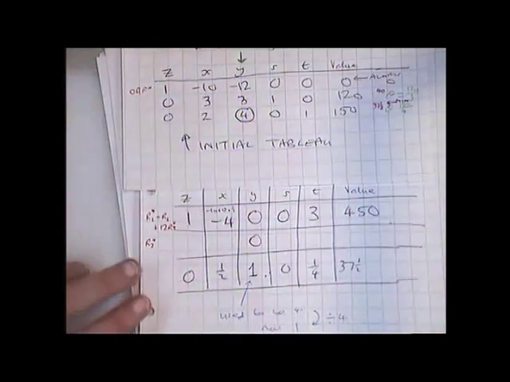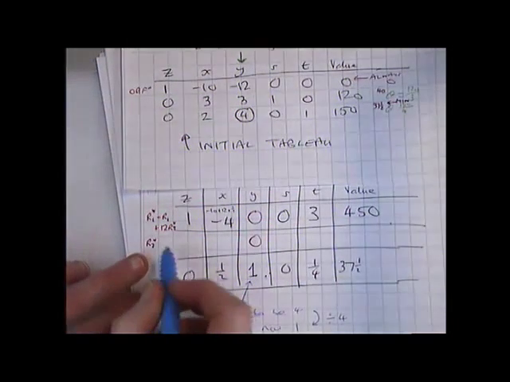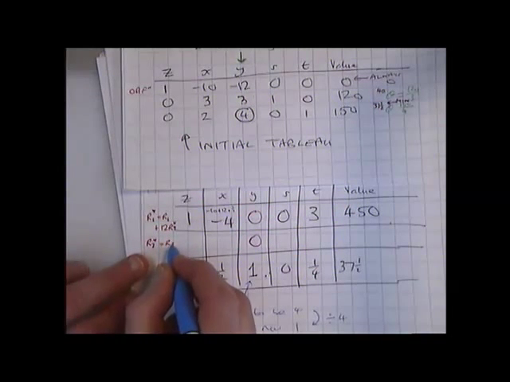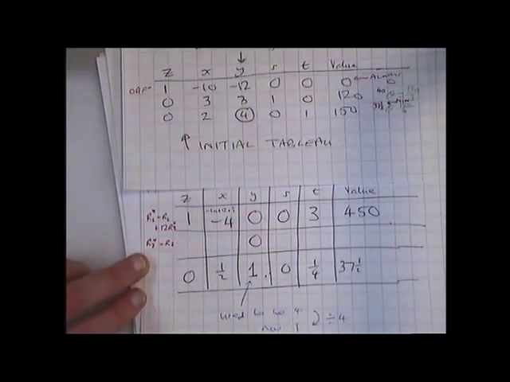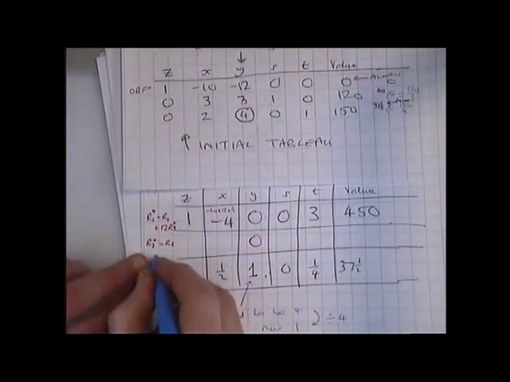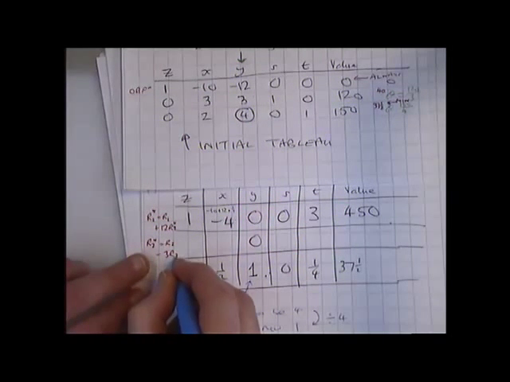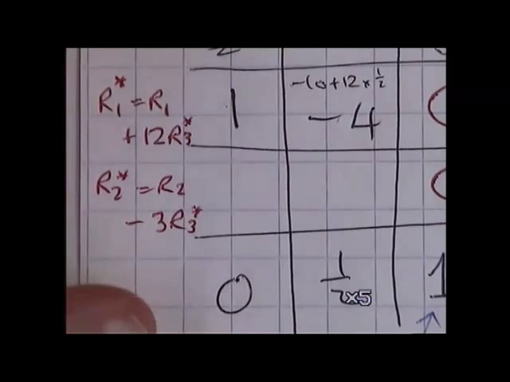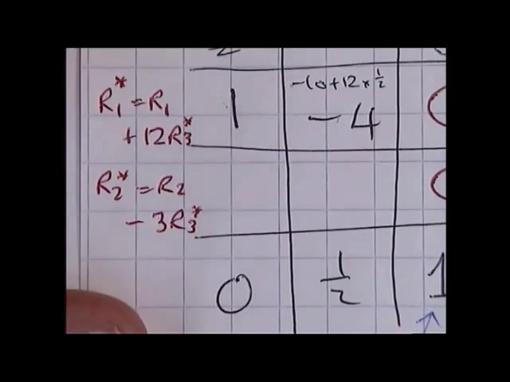Right, so Seth, you were correct in what you said. My new row 2 is equal to my old row 2, yes, minus 3 new row 3. So that I wrote down, yeah, my new row 2 is equal to my old row 2 minus 3 of my new row 3's. That's correct.